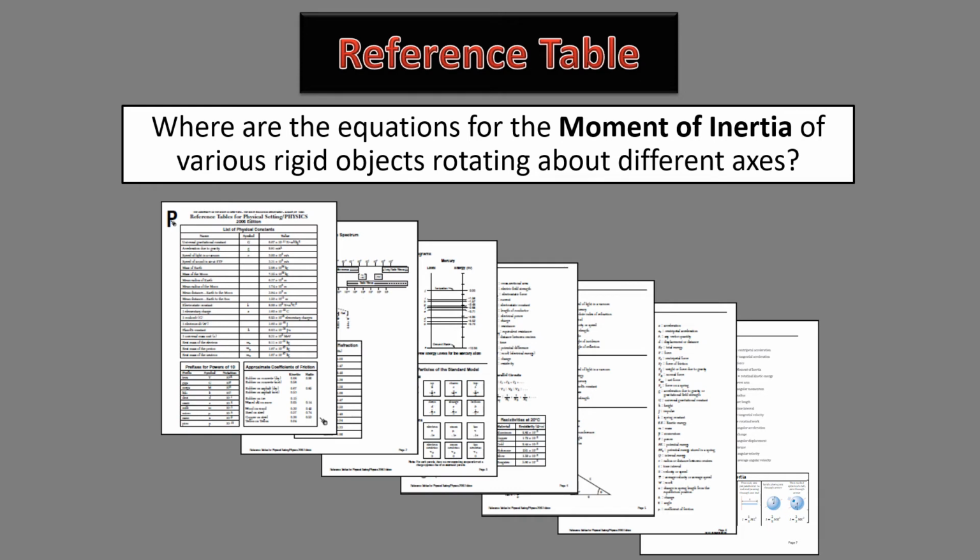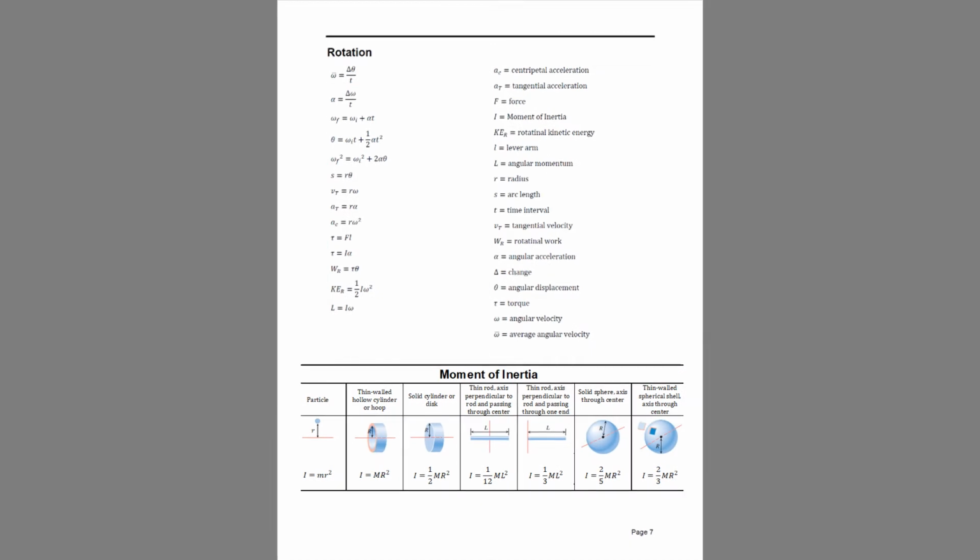Luckily, we don't have to derive those formulas or memorize them, but each different situation has a different formula associated with it. So where are the equations for the moment of inertia of various rigid objects rotating about different axes? It is on the bottom of our rotation page.